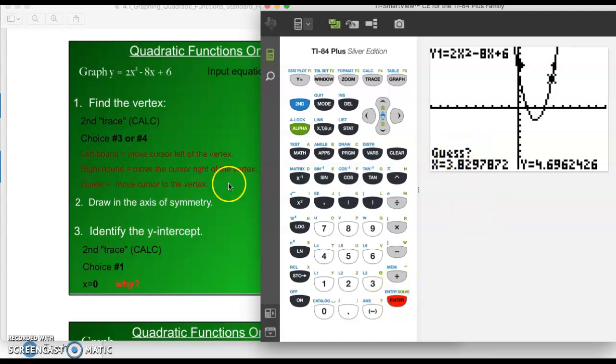And now it asks me for guess. So guess means move the cursor to the vertex. So I'm going to go back left, just move the cursor towards the vertex, and try to guess where it is. If I hit enter, there is my vertex.